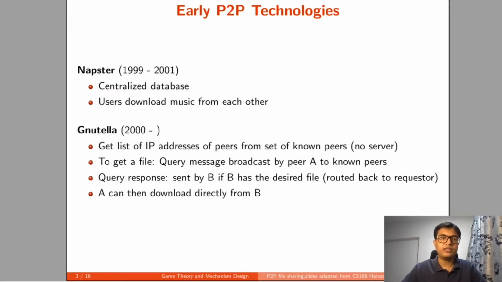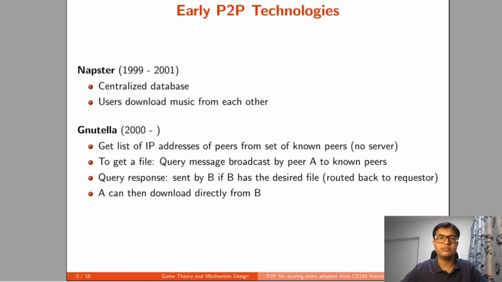The second one, which was relatively more popular and is being used even today, came about in 2000, and this is called Gnutella. So how does Gnutella work? It first gets the list of the IP addresses of the peers from a set of known peers. So there is no server anymore. The peers essentially get the addresses from some other known peers.